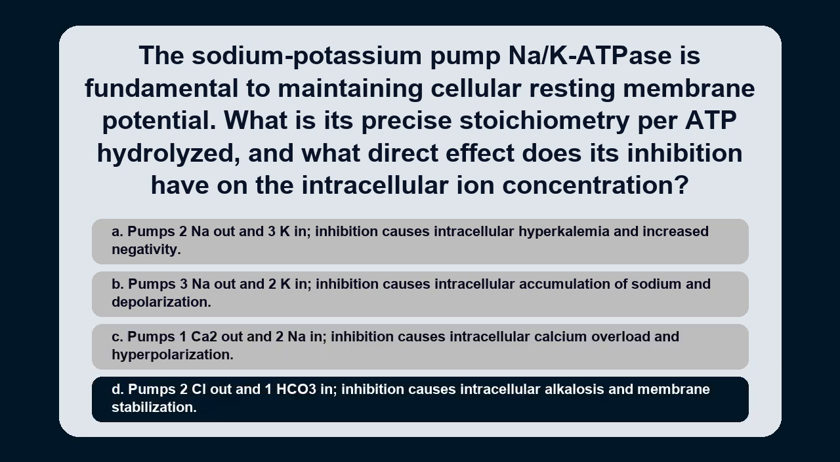Option D. Pumps 2 Cl out and 1 HCO3 in. Inhibition causes intracellular alkalosis and membrane stabilization.